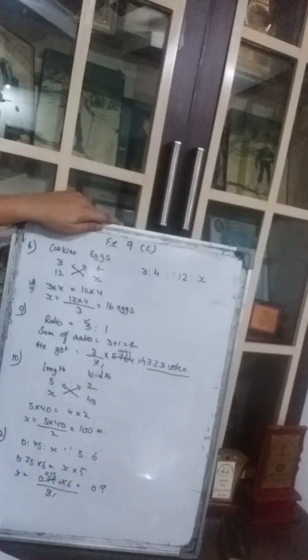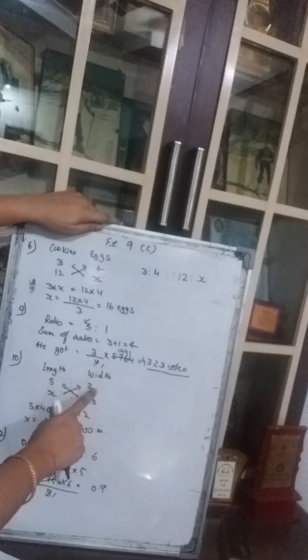Now let's come to the 10th question. 10th question says that the ratio of the length of a school ground to its width is 5:2. Let's make the headings: length and width. Now what is the ratio of the length to the width? 5:2. So 5 is the ratio of the length and 2 is the ratio of the width.